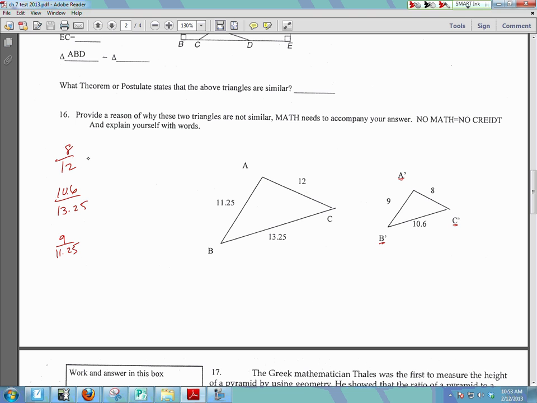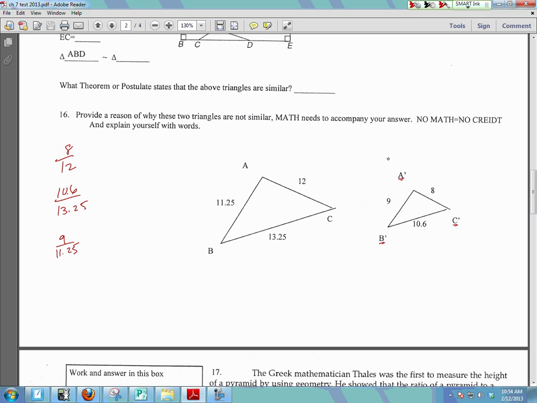And then go ahead and see if those 3 ratios are all equivalent. I think this one gives you about 0.71 repeating. Sorry, that's not correct. But 8 over 12, 10.6 over 13.2. If you grab your calculator and divide those out, they're not all the same.